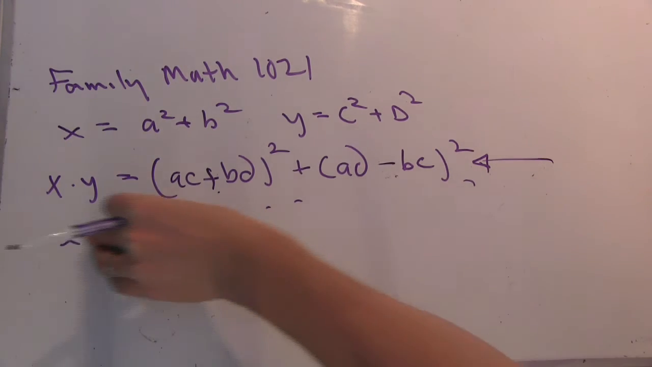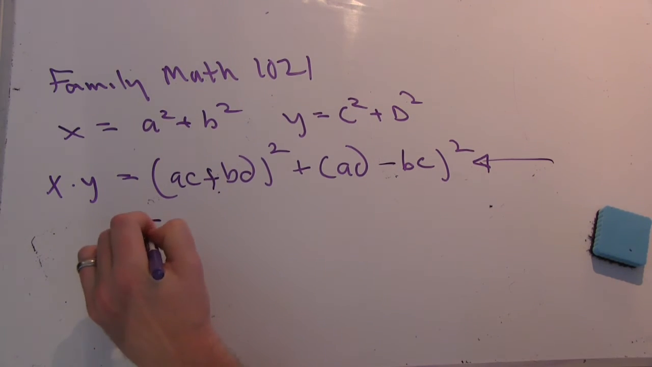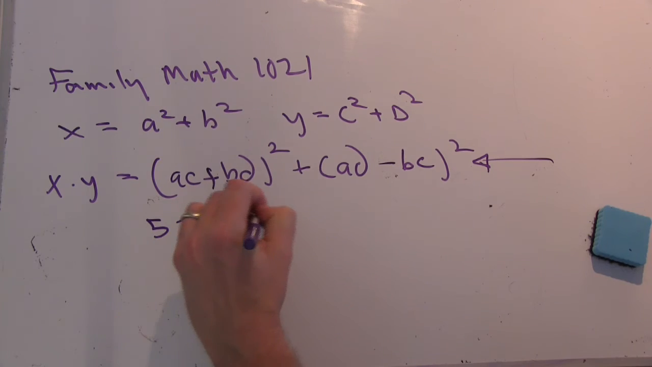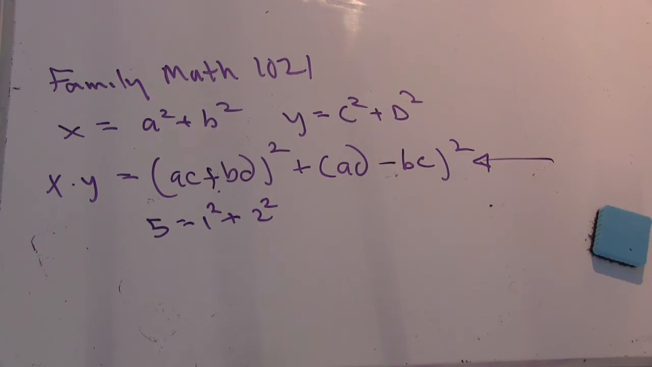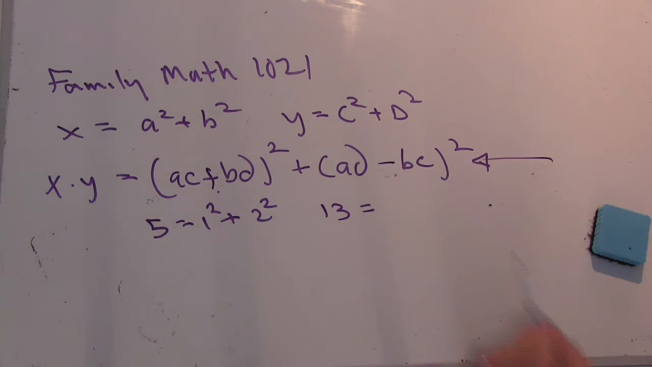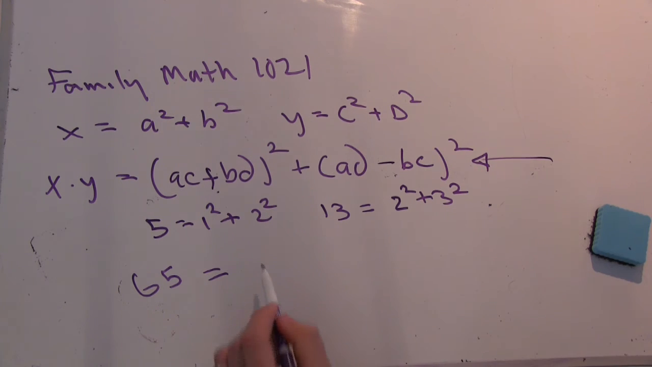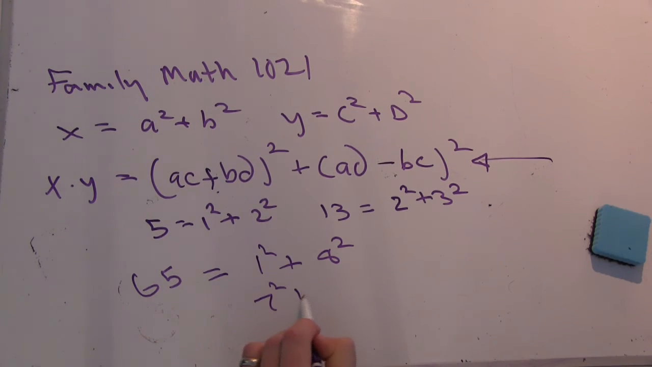So let's maybe just do an example of this, because we should be able to pick two numbers that are pretty easily the sum of two squares. So 5 is 1 squared plus 2 squared. And 13 is 2 squared plus 3 squared. So that says 5 times 13, which is 65. First of all, can we write 65 as the sum of two squares? Yeah, 1 squared plus 8 squared. Or I saw 7 squared plus 4 squared.